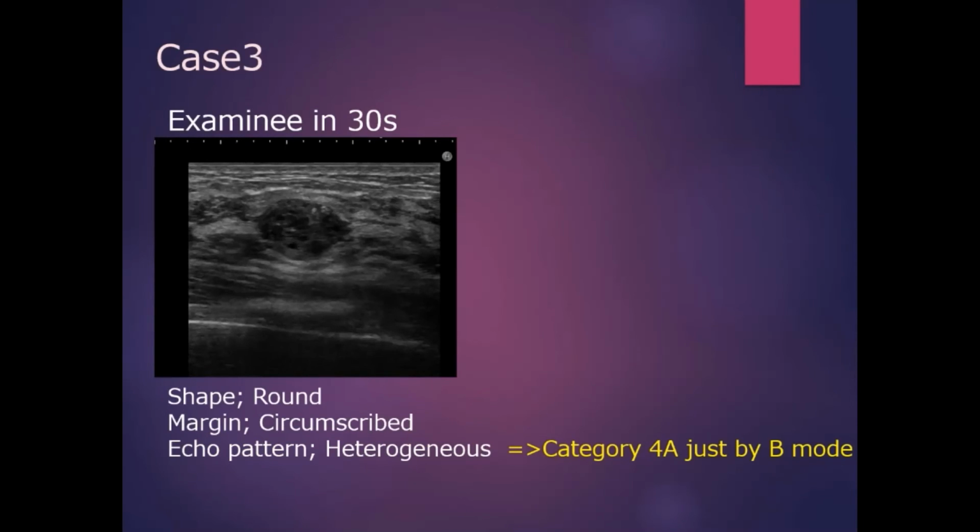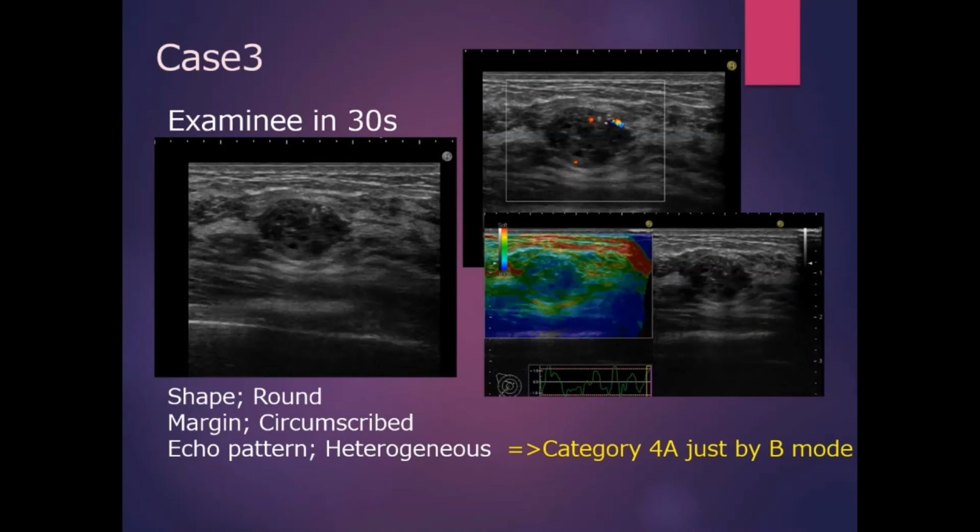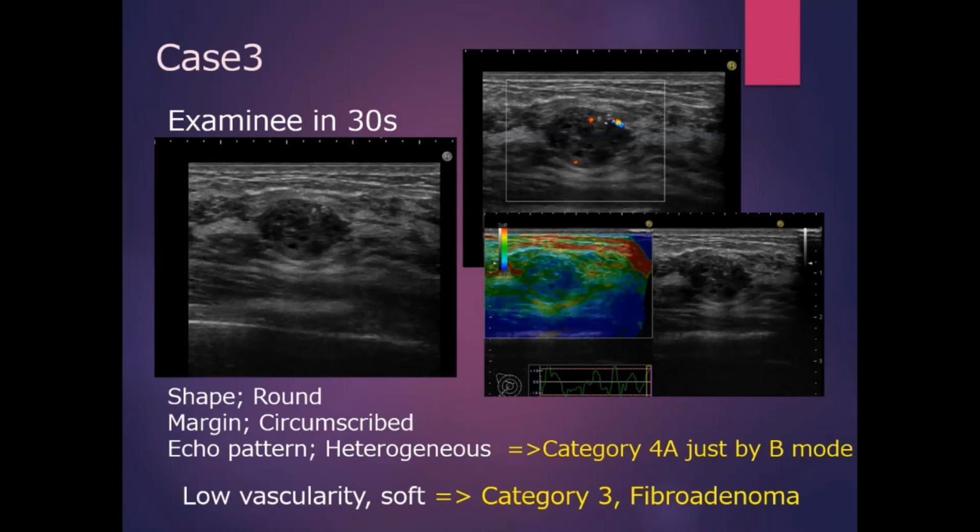This is a round-shaped tumor with a clear boundary and its internal echo pattern is heterogeneous. It can be judged as category 4A just by B-mode. But it shows hypovascularity and elasticity score is 2, so it can be judged benign. This case was fibroadenoma.